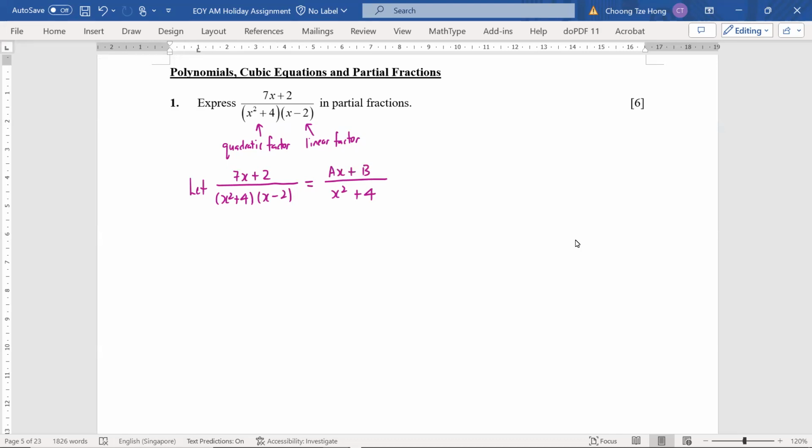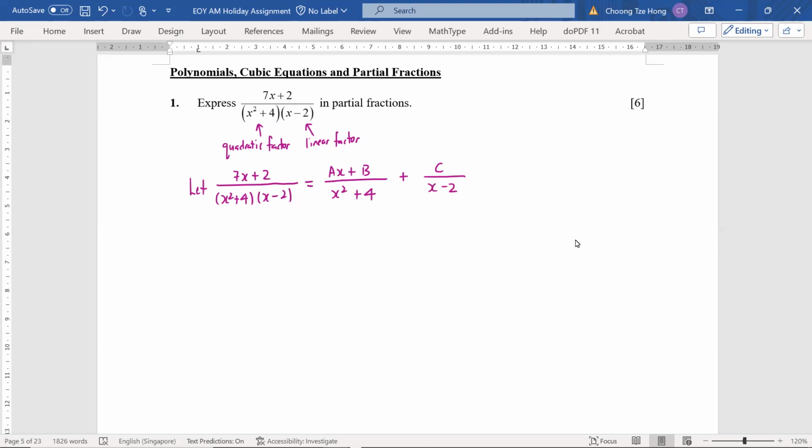The term on top has to be degree 1. The term on top always has a degree that's 1 smaller than the term below, except for the case where it's a repeated linear factor. Then the next one will be c over (x − 2). Since it's a linear factor, it's degree 1 at the denominator, so the numerator will be degree 0. Once we have this, we can go on and try to find a, b, and c.